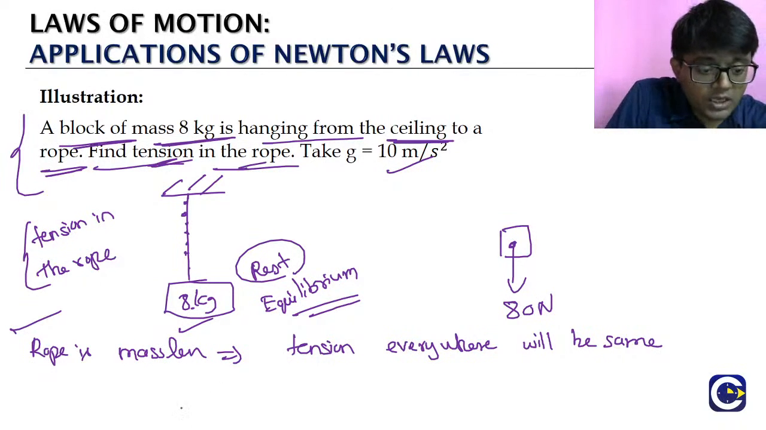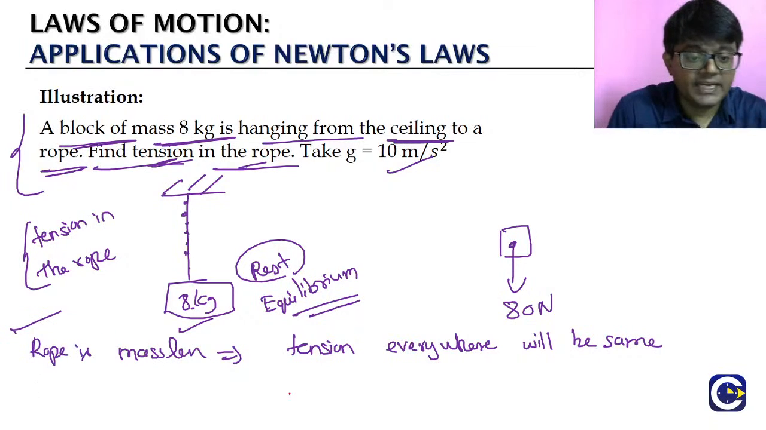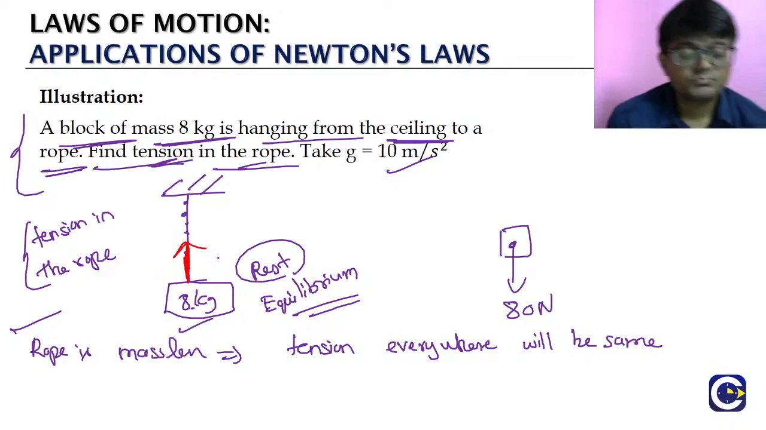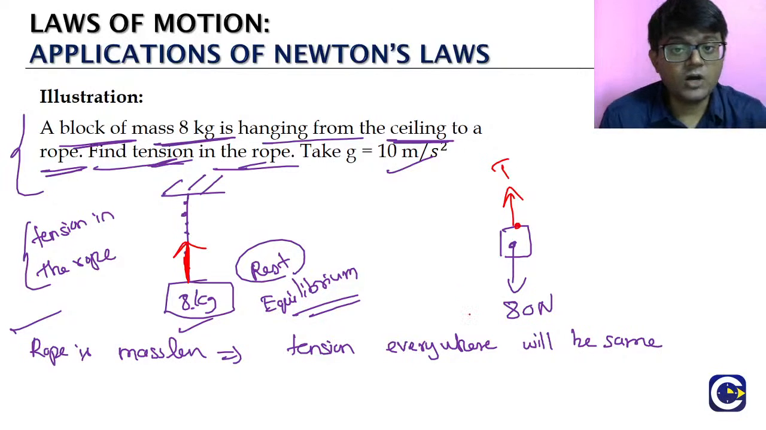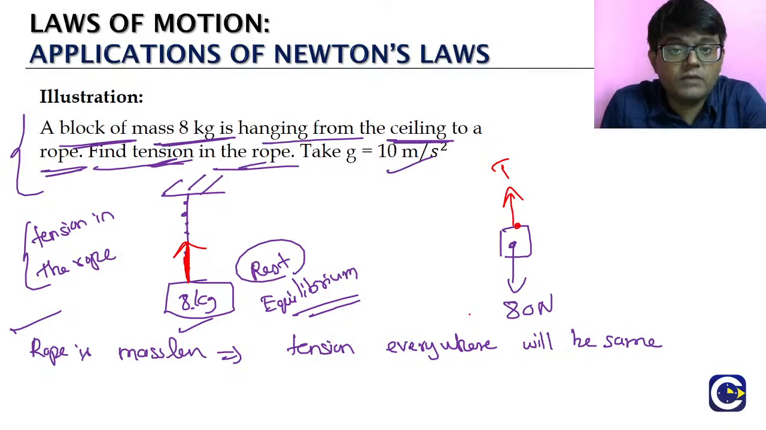Now look at it. The block is hanging from the rope, which means it is connected to the rope. So there will be a tension. How will the tension force be? From the block there will be a tension force acting into the rope. So tension is acting upwards. The block is connected to the rope, so tension force will always be into the rope.